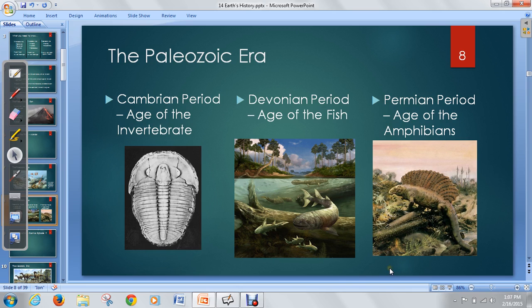Again, this is a very, very simple look at the Paleozoic era. There's actually 7 distinct periods, but I just want you to know these 3 periods because they're known for the different ages: the age of the invertebrate, the age of the fish, and the age of the amphibians. So again, simple version, but get the outlook. The invertebrate form into the fish, which eventually form into the amphibians.